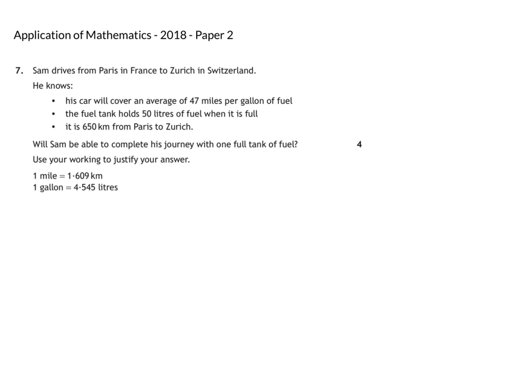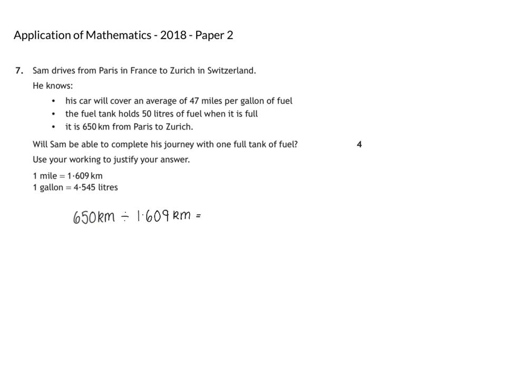So we know that 1 mile is the same as 1.609 kilometres, and 1 gallon is 4.545 litres. So we know that the distance is 650 kilometres, but our fuel is in miles per gallon. So we're going to have to change that 650 kilometres into miles, and to do that we're going to have to divide by the 1.609 kilometres.